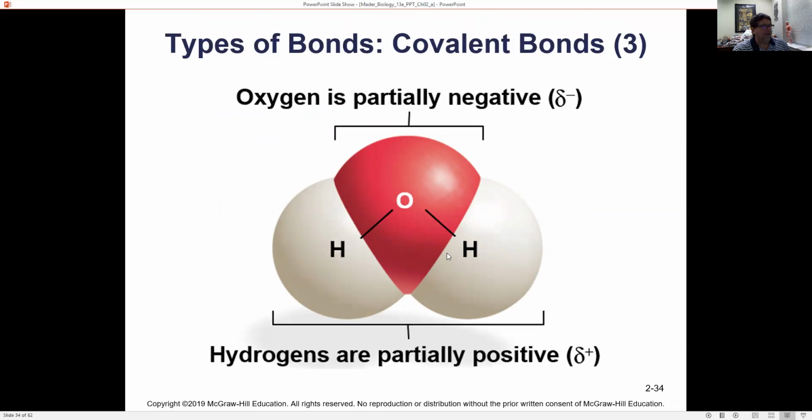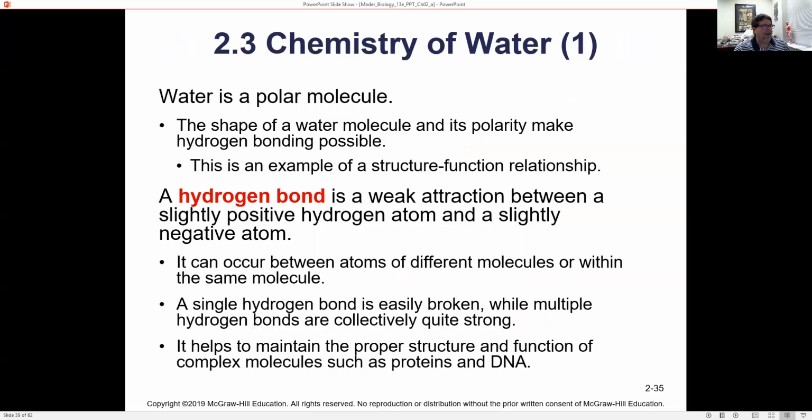So the electrons that they're sharing are going to be over here more because of the 8 protons than over here. And that creates a bend in it, and it also creates a slightly negative charge over here, and a slightly positive charge on this end of the water molecule. And that leads to what we call a polar, meaning charged, unequal covalent bond.